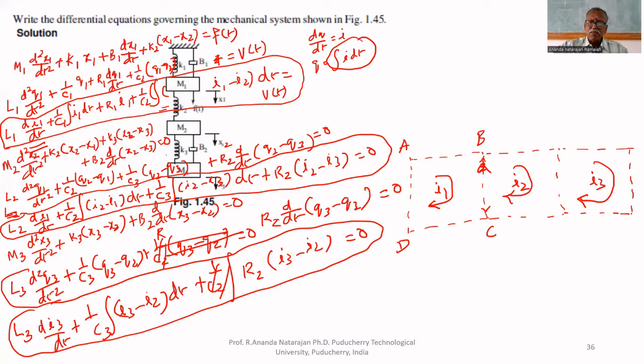So we will draw at A, B the inductor L1. Then 1 by C1 integral of I1, current only. That also we can draw across AB. This is C1. Then R1 I1, that is also I1 only. We can draw either here or here. Only I1 has to flow. We'll draw R1 here.